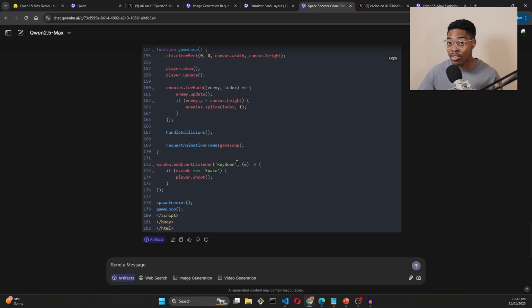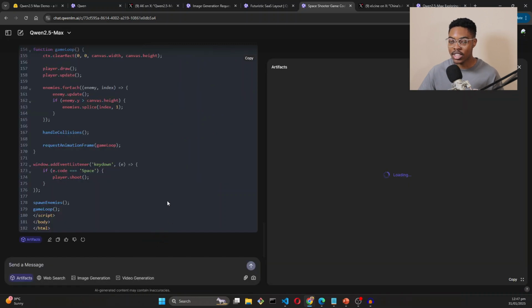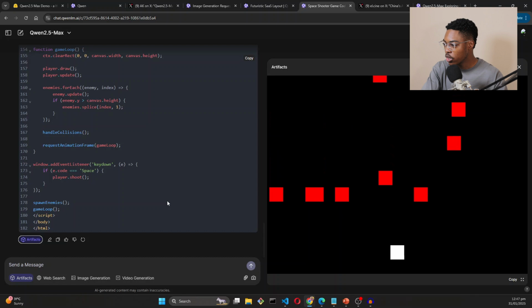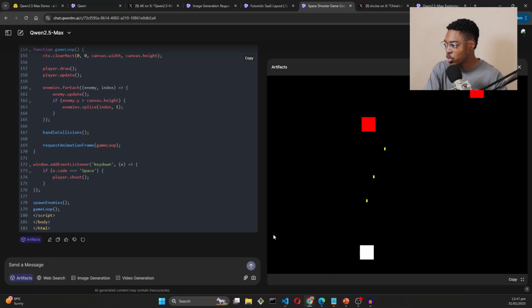So next up, I went and asked for space shooters, and it made it for me using JavaScript, which was shocking. I was really shocked. I was thinking that it would maybe look for Python, but it made it in JavaScript. Okay, so it's right here. We can shoot. Oof, I already died.